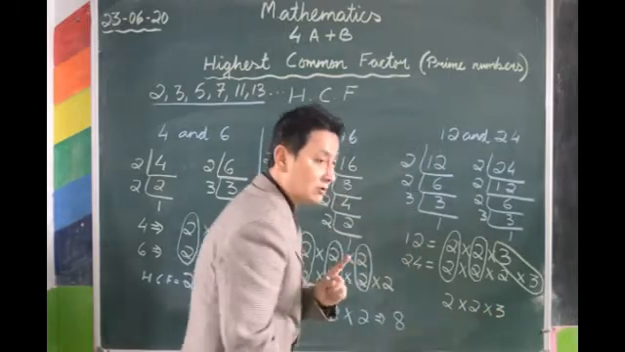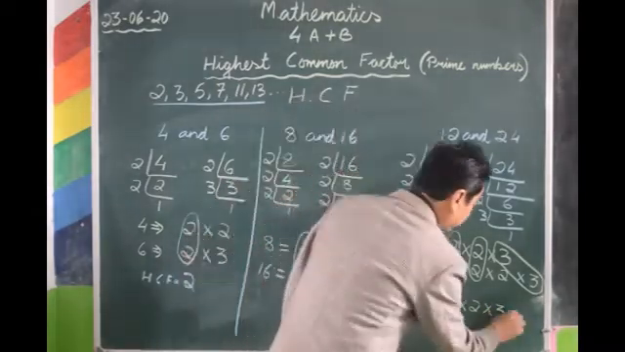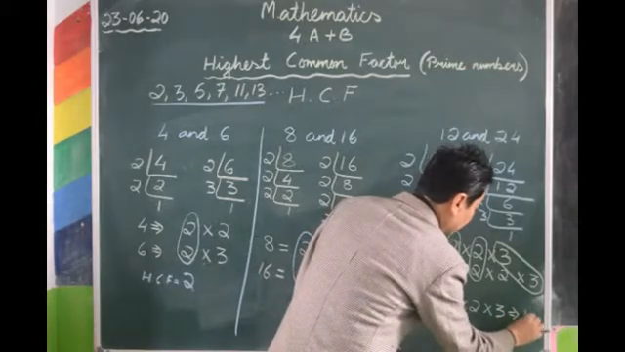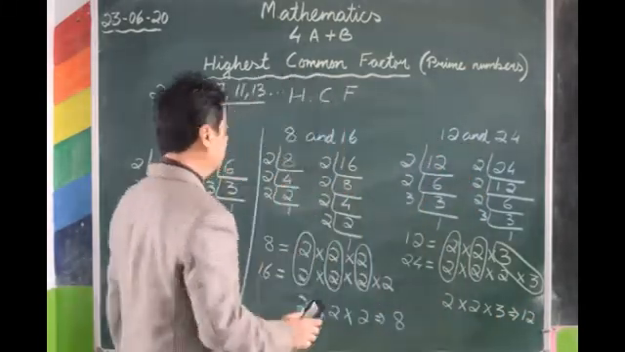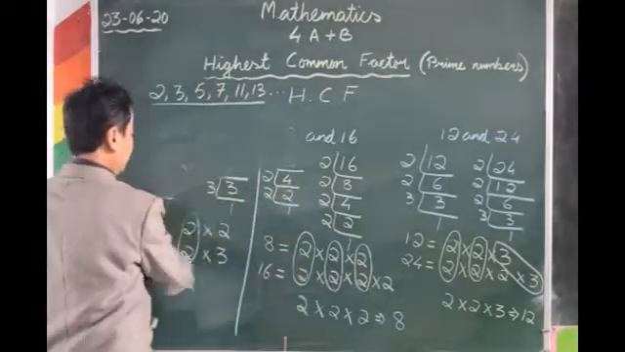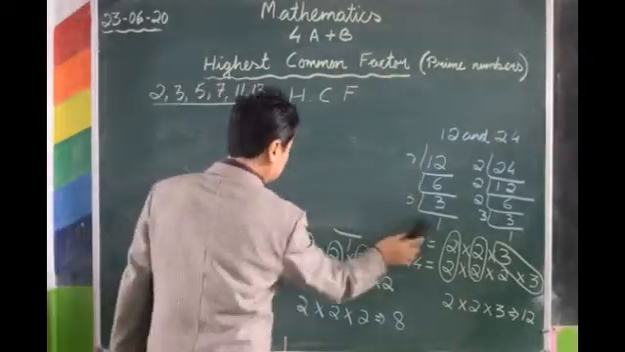So what is the next step? What must we do? Multiply. 2 2s are 4, 4 3s are 12. So the HCF of 12 and 24 is 12. Okay? So then I'm going to do 2 more sums.